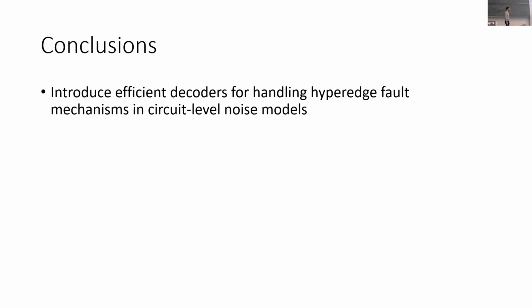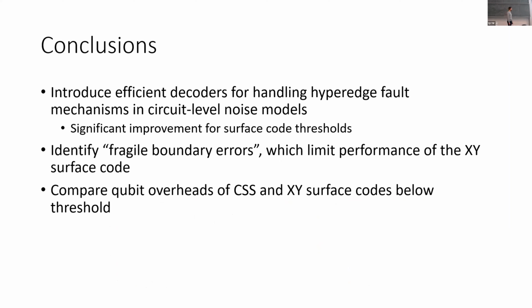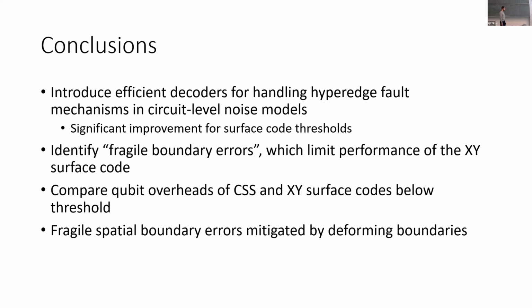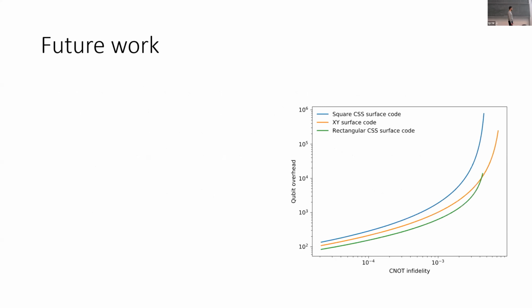So in conclusion, we've introduced efficient decoders for handling hyperedge fault mechanisms in circuit-level noise, which can be more generally useful wherever you have hyperedge failure mechanisms in your noise model, which is most experimental noise models. And we show that these lead to significant improvements for surface code thresholds. We identify fragile boundary errors which limit the performance of the XY surface code. We compare the qubit overhead of the CSS and XY surface codes below threshold, and show how fragile spatial boundary errors can be mitigated by deforming the boundaries. But the temporal boundaries remain the problem.